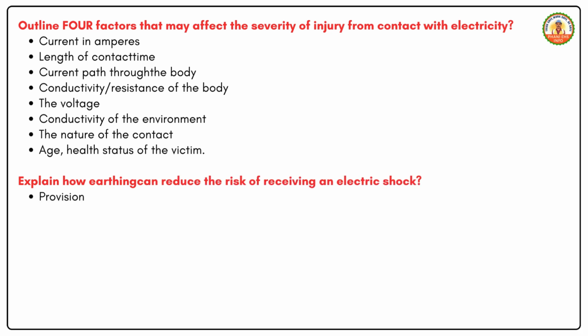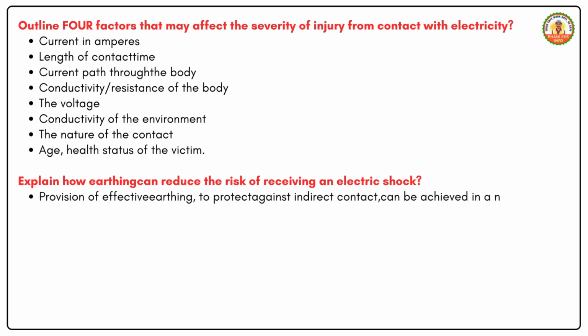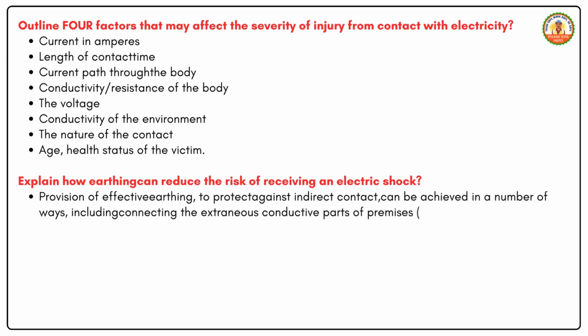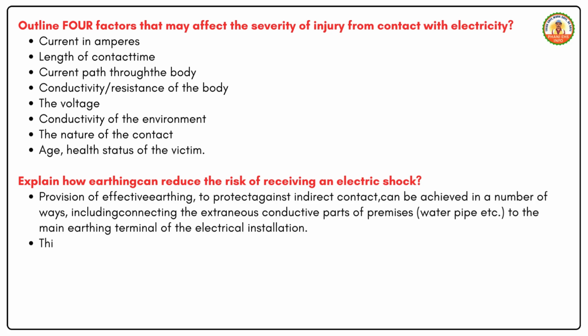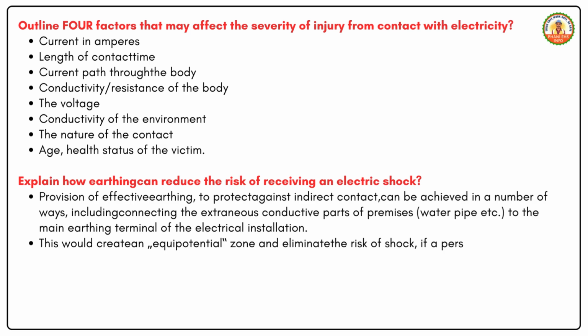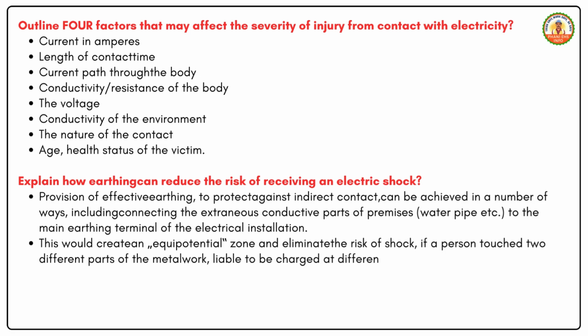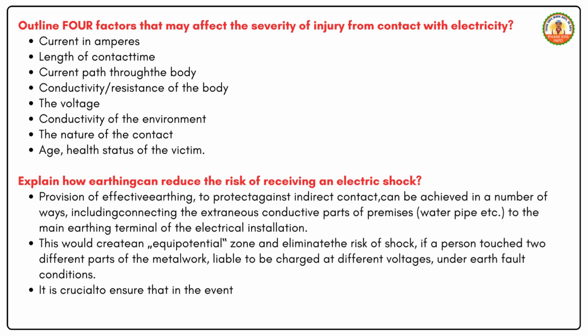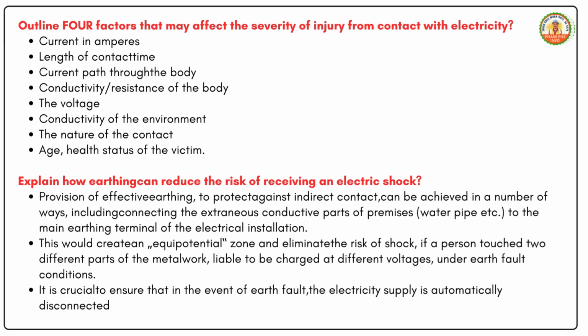Explain how earthing can reduce the risk of receiving an electric shock. Provision of effective earthing to protect against indirect contact can be achieved in a number of ways, including connecting the extraneous conductive parts of premises, water pipe etc., to the main earthing terminal of the electrical installation. This would create an equipotential zone and eliminate the risk of shock if a person touched two different parts of the metalwork, liable to be charged at different voltages under earth fault conditions. It is crucial to ensure that in the event of earth fault, the electricity supply is automatically disconnected.